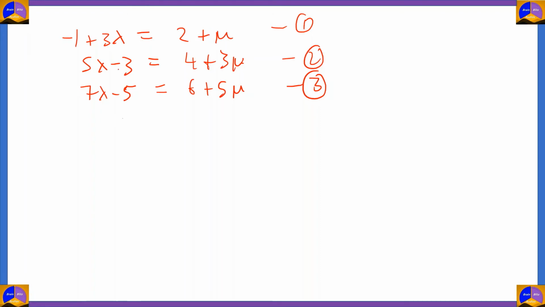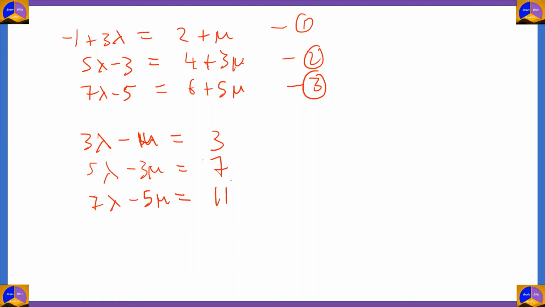Now let's convert them. So equation 1 will become 3 lambda minus mu will be equal to 3. And 5 lambda minus 3 mu will be equal to 7. 7 lambda minus 5 mu will be equal to 11. So let's write these as equations 4, 5, and 6.